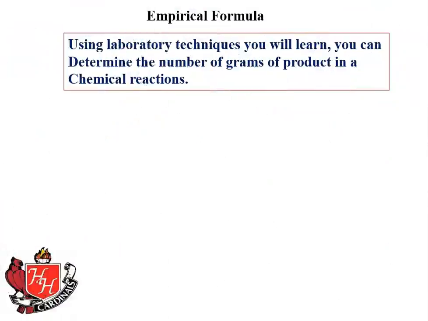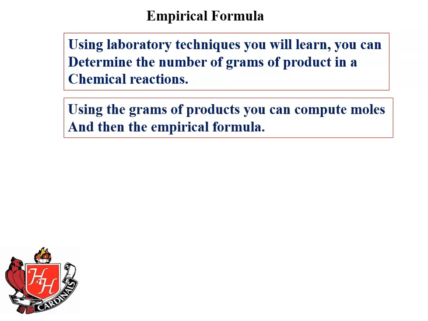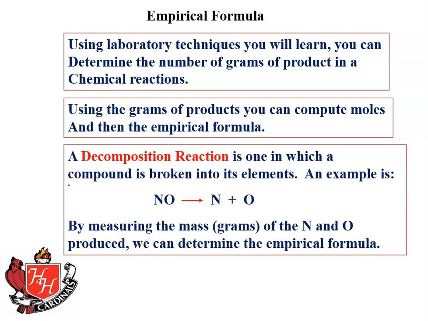Okay, using laboratory techniques, you can determine the number of grams of product in chemical reactions. Using the grams of products, you can compute the moles and then the empirical formula. So let's take a decomposition reaction. That's one where 1 compound breaks apart into 2 compounds or elements. A decomposition reaction is one in which a compound is broken into its elements. There's an example, NO to N plus O. By measuring the mass in grams of the N and O we produce, we can determine the empirical formula.